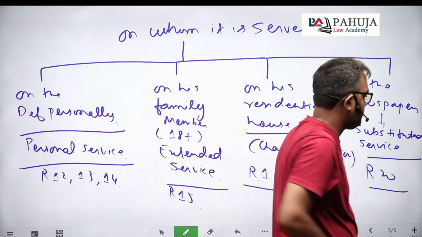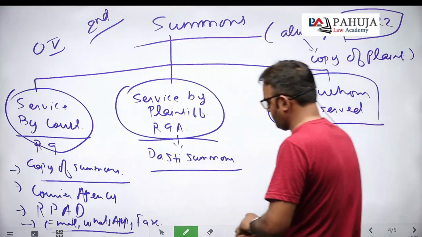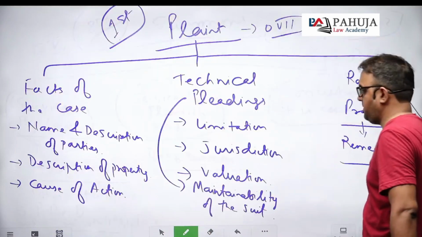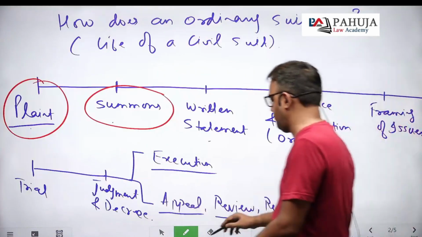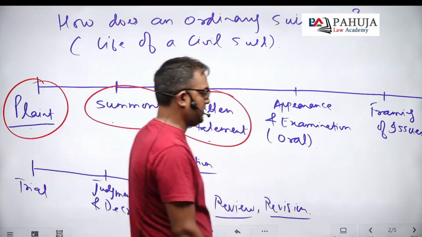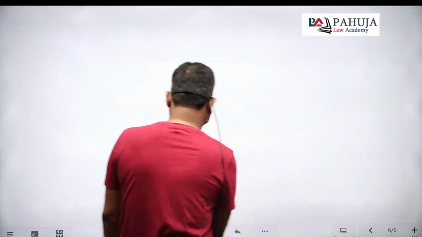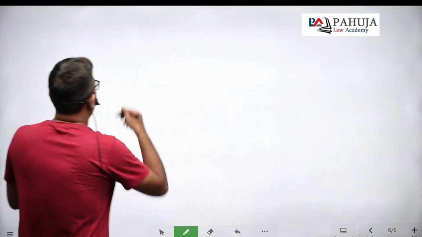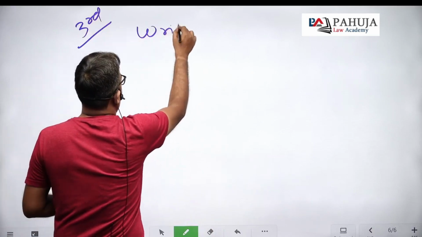चलो नेक्स्ट, अब ये हो गया हमारा सेकेंड स्टेप. This was our second step. फर्स्ट स्टेप हो गया हमारा प्लेंट, सेकेंड स्टेप हो गया हमारा समन्स. Now third step we have written statement, right? चलो देखते हैं what do you mean by written statement. देखो, so this is our third step and this is the written statement.